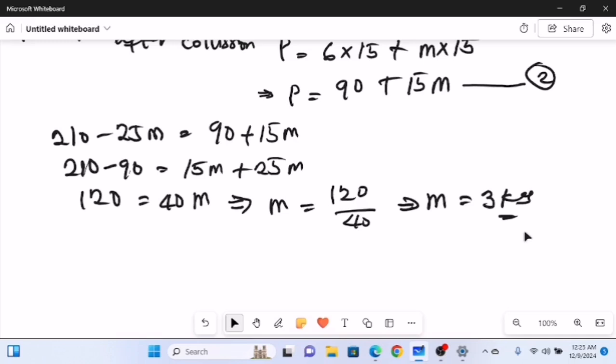In the next video, we are going to be solving more examples, and we're going to be diving deep into types of collision, talking about perfectly elastic collision and perfectly inelastic collision.